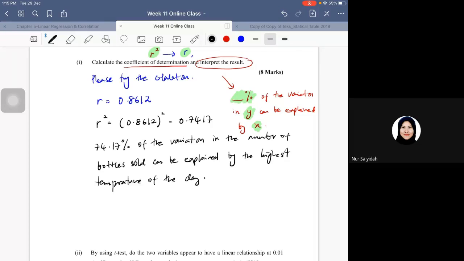Okay, so that is going to be the interpretation. So it is standard. All you have to do is substitute the percentage. So substitute the y variable and substitute the x variable. That's it. So that is going to be your interpretation of r squared.